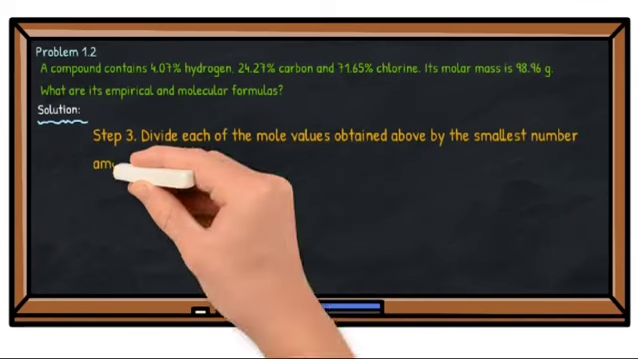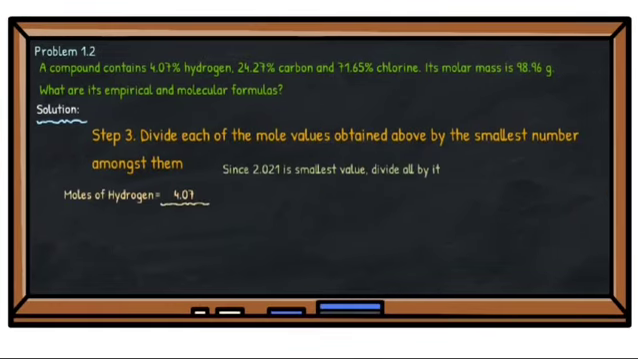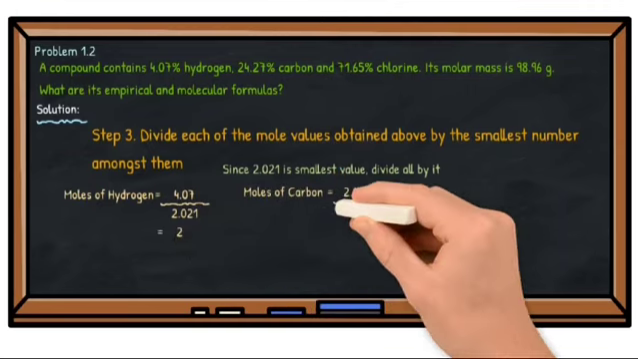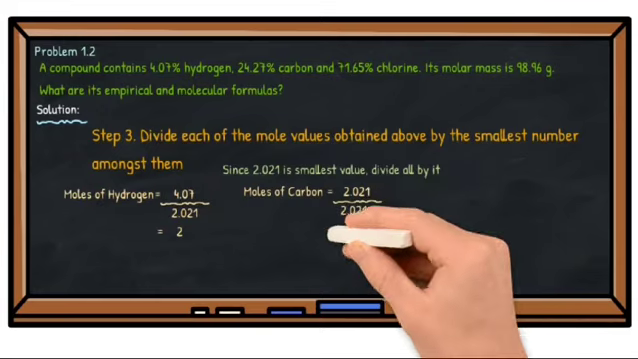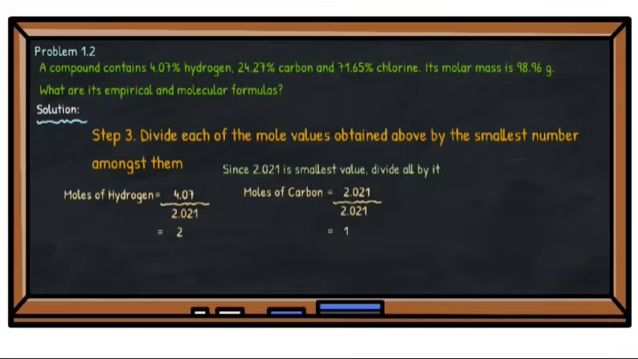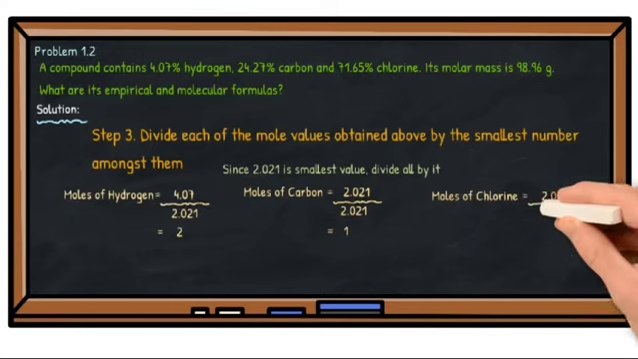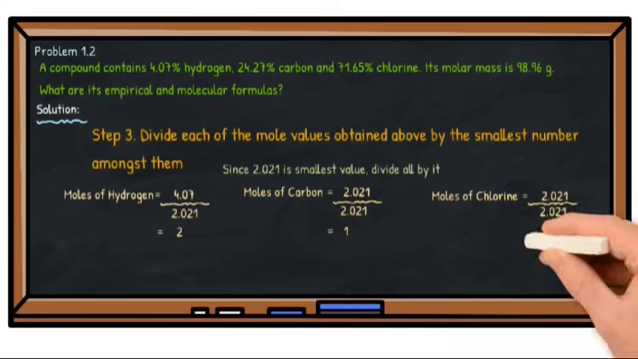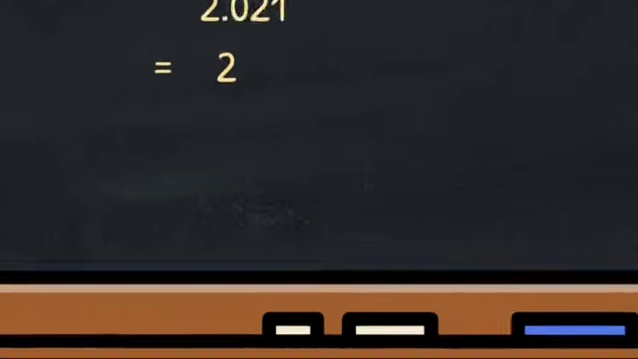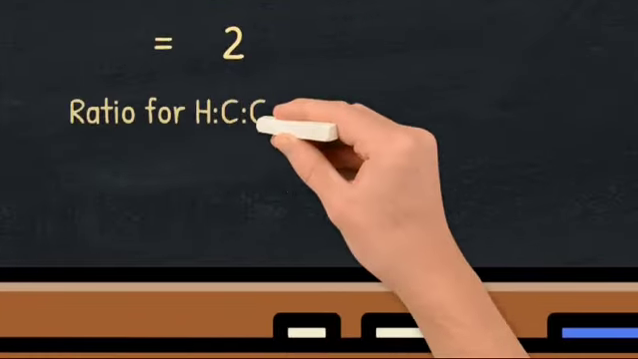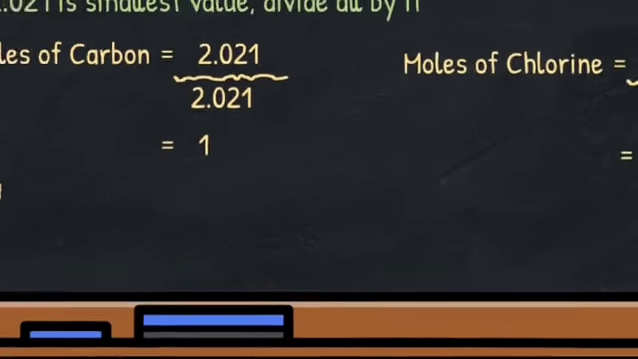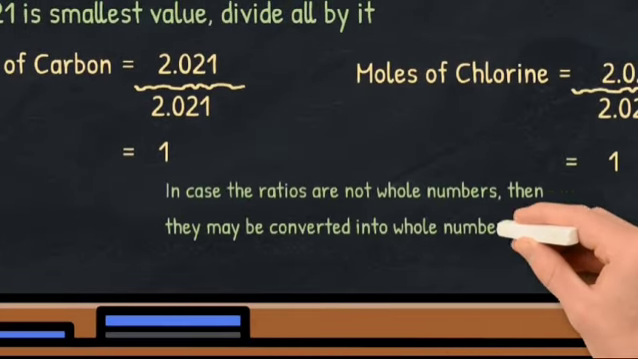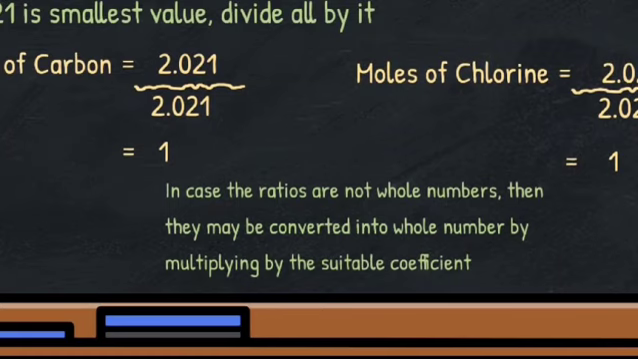Step 3. Divide each of the mole values obtained above by the smallest number amongst them. The smallest number amongst them is 2.021. So we will be dividing everything by 2.021. So we will get, for hydrogen we will get 2, for carbon we will get 1 and for chlorine we will be getting 1. The ratio obtained, that is hydrogen is to C is to Cl, that is 2:1:1.